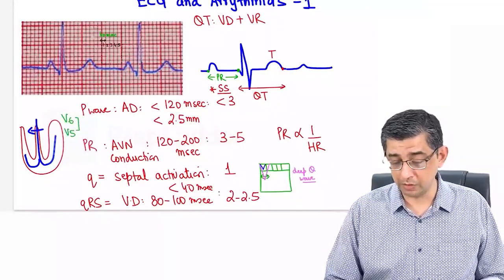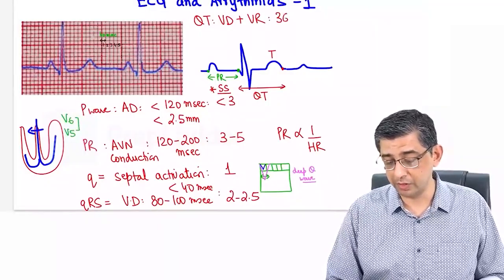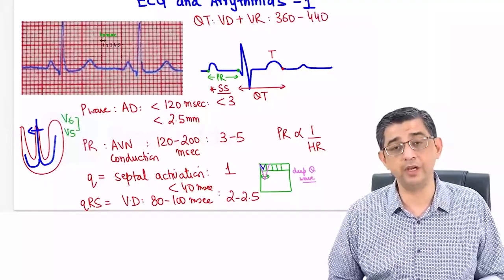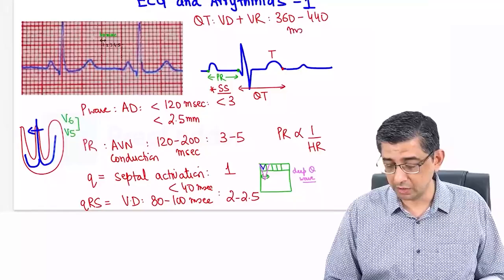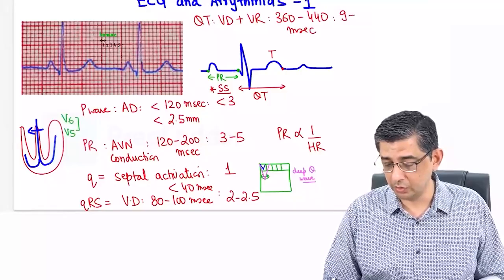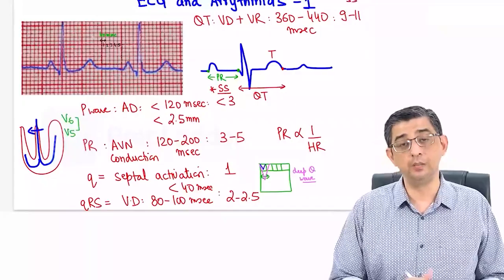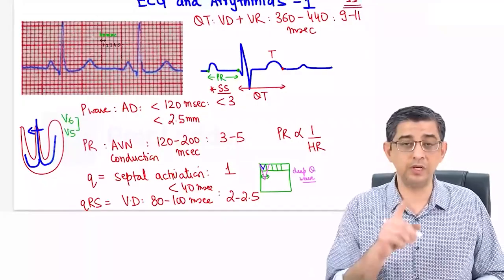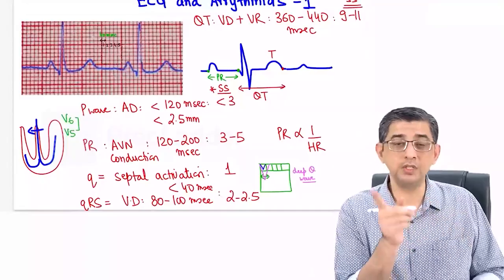What is the normal duration of the QT interval? It would be 360 to 440 milliseconds. The bottom line is that the QT interval will be something in the range of 9 to 11 small squares per se. Please remember the fact that in a lot of questions on electrolyte imbalance, you will notice QT will be affected.